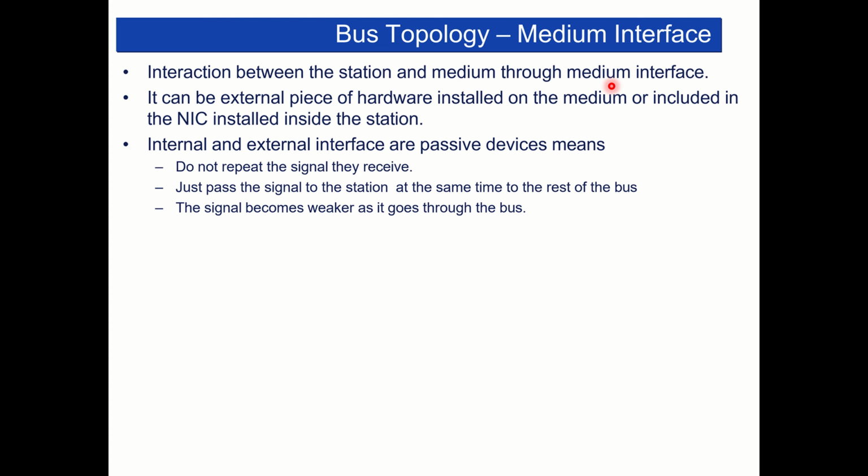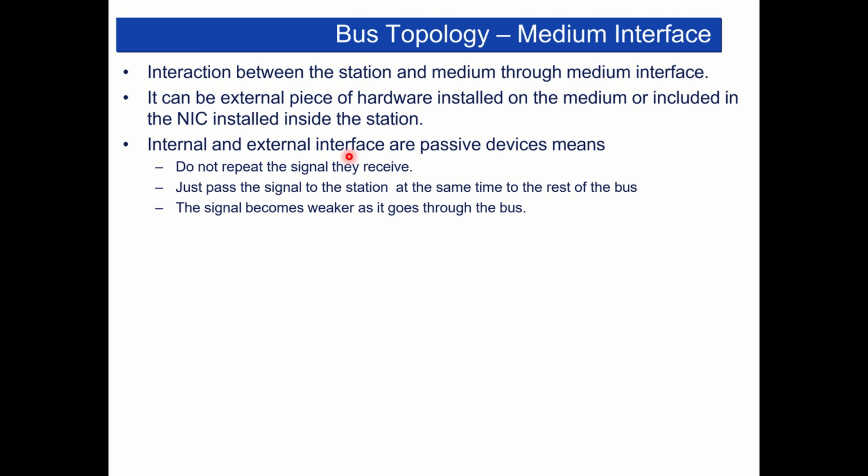In the earlier diagram, we have the passive interface. So what is the interface? An interface can be an external piece of hardware installed on the medium or included in the NIC installed inside the station. So it can be either way. If it's internal, it's included in the NIC, or if it's external, there's special hardware installed on the transmission medium.